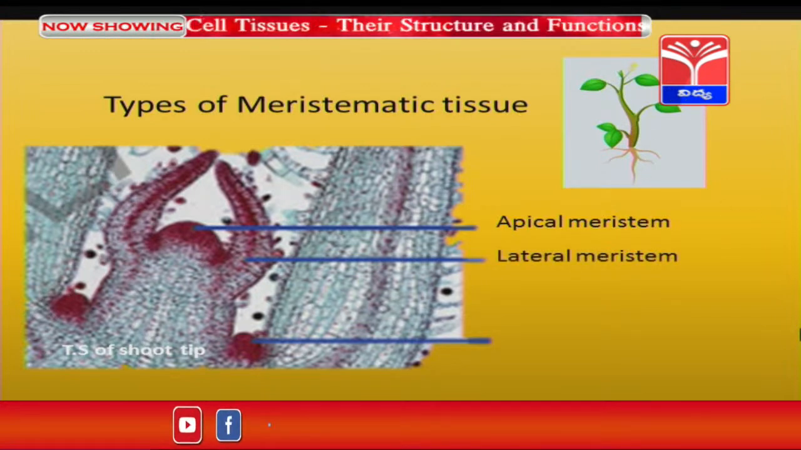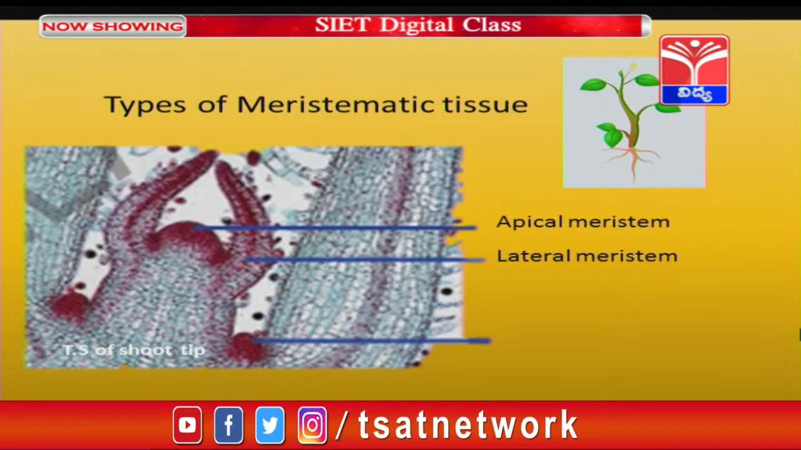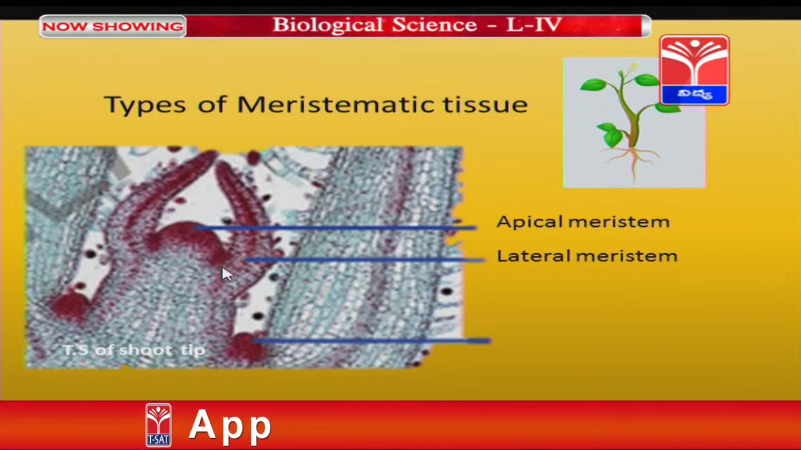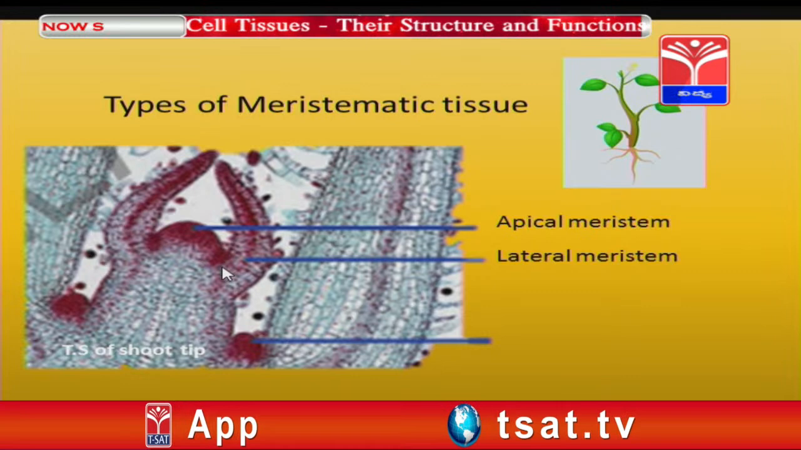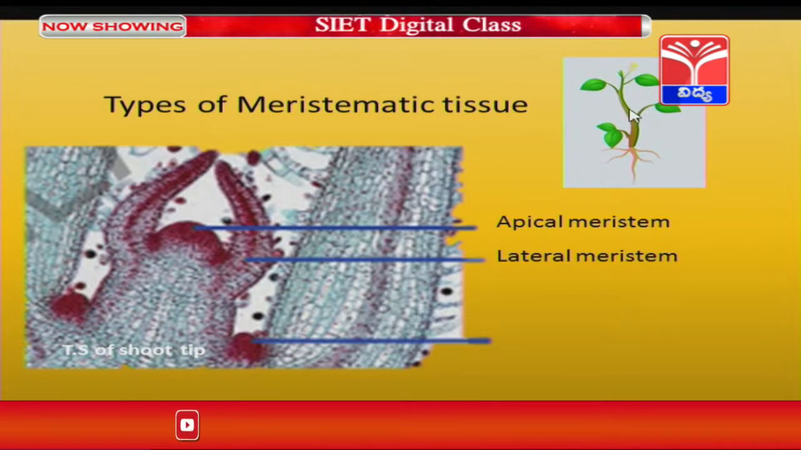Now, lateral meristem. These tissues are present around the edges in a lateral manner, see here, and give rise to the growth in the girth of the stem. Girth of the stem means this widening of the stem.